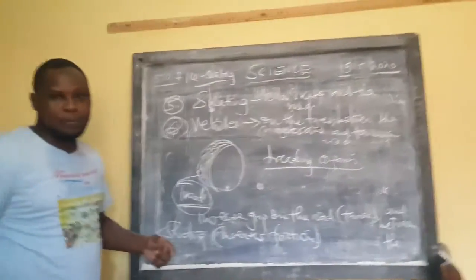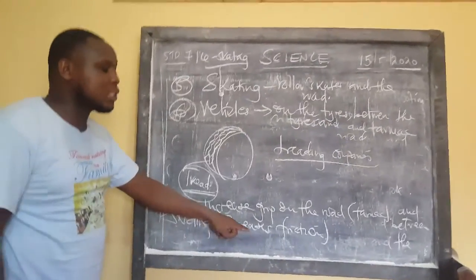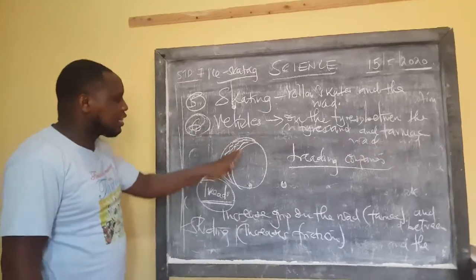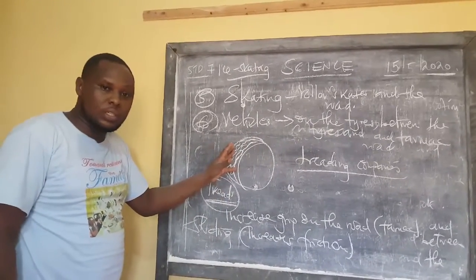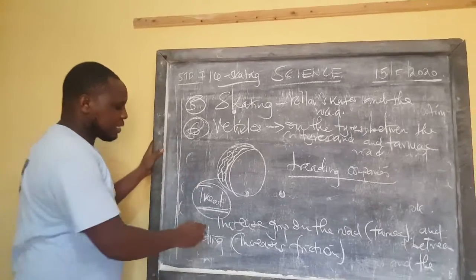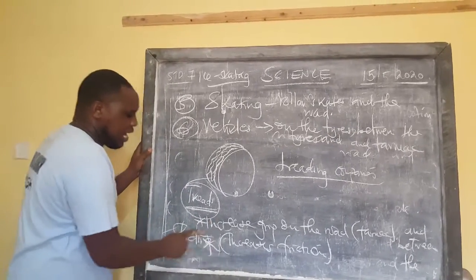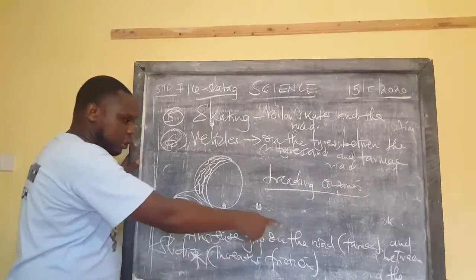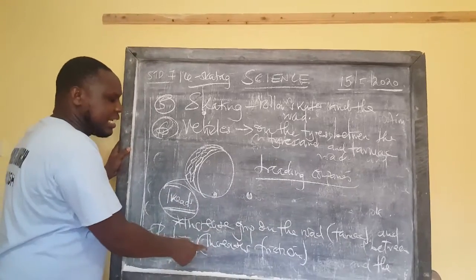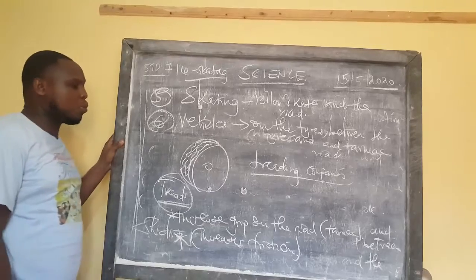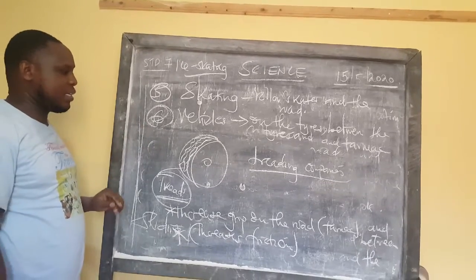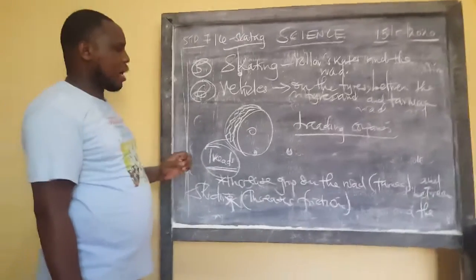rotate forward. Otherwise, if you say it decreases friction, it means that this is going to be very smooth, it's going to be worn out. That is what you mean. So this part has two answers: either increases grip on the tarmac road or increases friction. So for this one to be able to move. So that's one area I wanted to talk about.